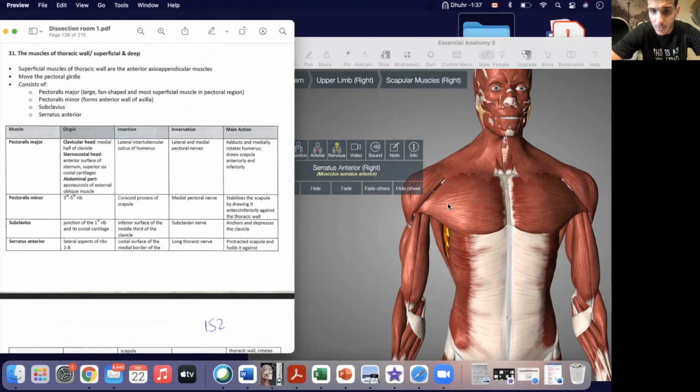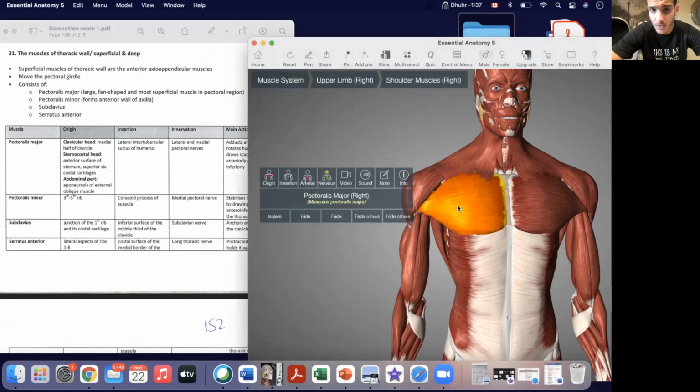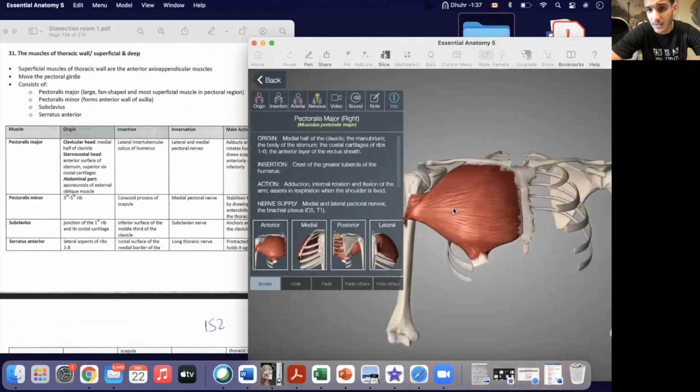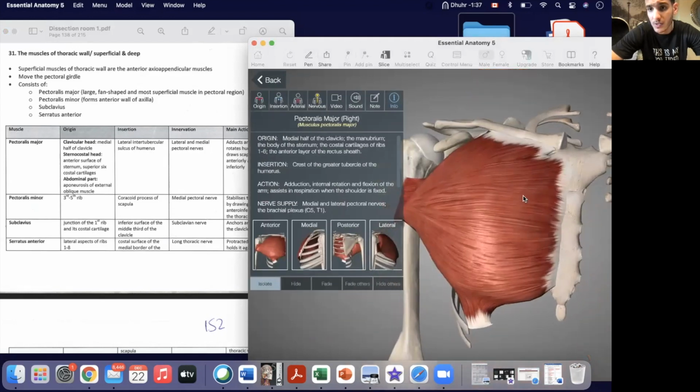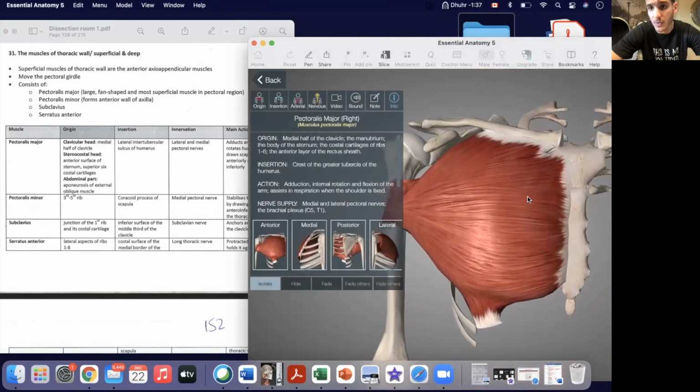So if we look at this muscle right here, basically, I will isolate it. What happens is that we see there are three parts to it. You see that there is a clavicular part, a clavicular head. There's the sternocostal head right here, and then finally there's the abdominal part. Okay, and these are the three origins. As we said, the clavicular head originates from the medial half of the clavicle.